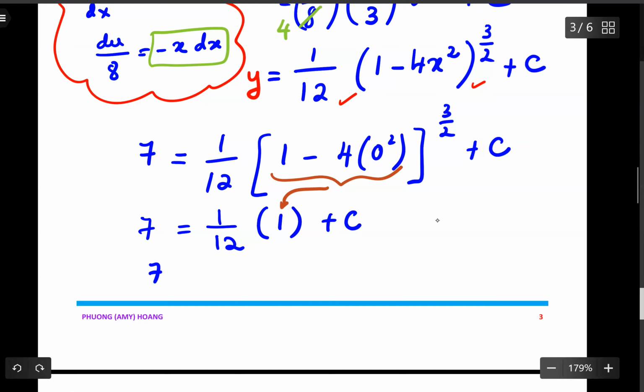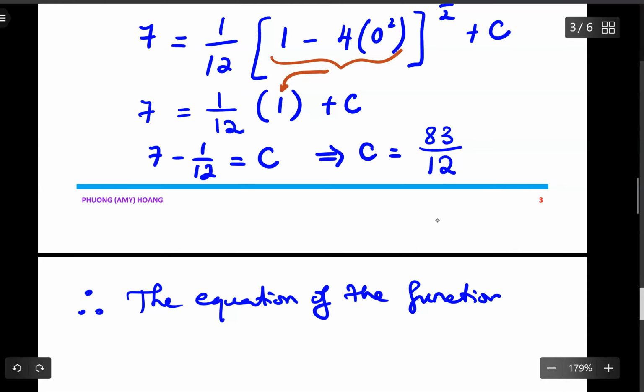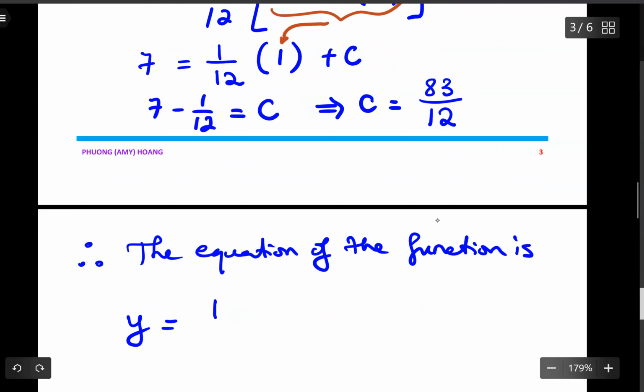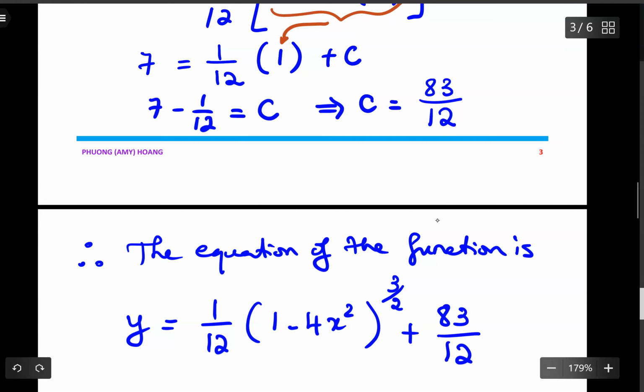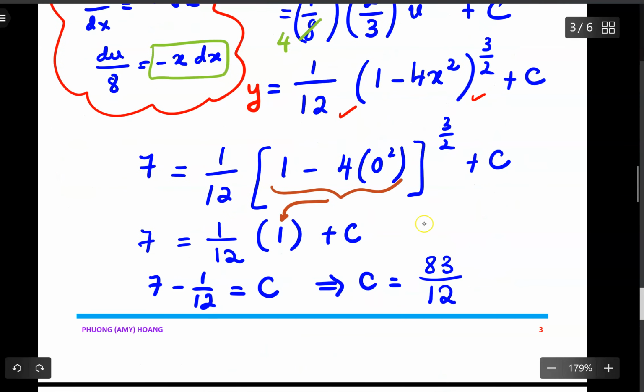And therefore 7 minus 1 over 12 is equal to c. So therefore c is equal to 83 over 12. So you can make a conclusion: the equation of the function is y equals 1 over 12 multiplied by 1 minus 4x squared, all of it raised to exponent 3 over 2, plus 83 over 12. Let's double check. I think everything looks very good here.